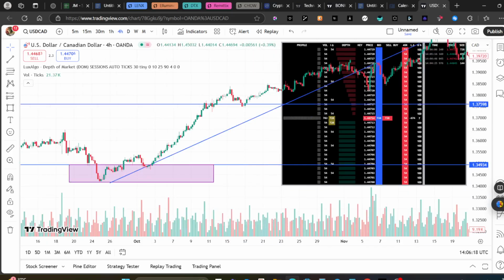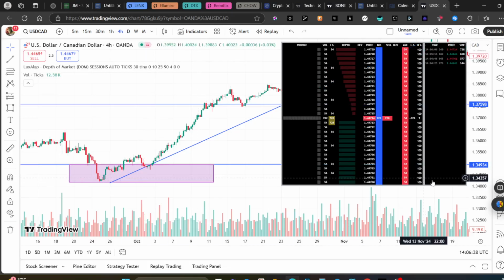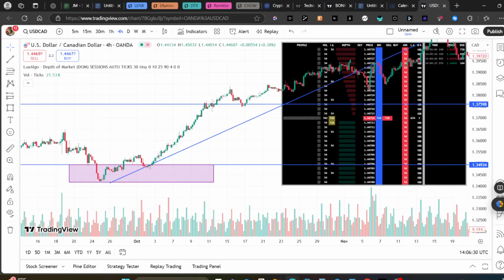For your entry strategy, when you spot a stacked imbalance, enter in the direction of the dominant order flow. If buyers are in control, go long. If sellers are dominating, go short.